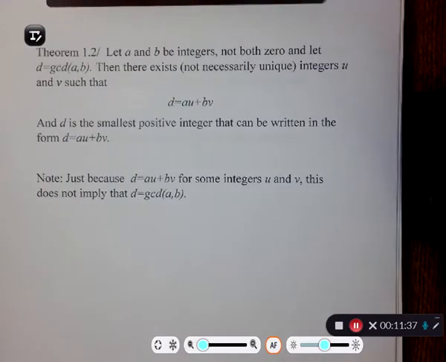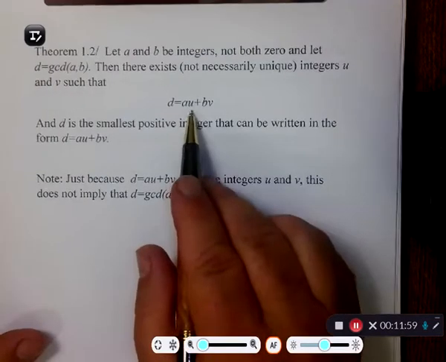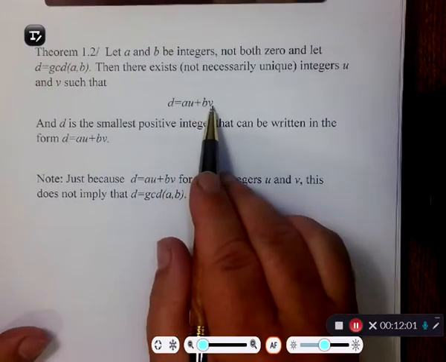Theorem 1.2. This is a big theorem out of our textbook. So, things worth memorizing here. Theorem 1.2 says this. Let A and B be integers, not both 0, and let D equal the GCD of A and B. Then there exist, not necessarily unique, integers U and V, such that D equals A times U plus B times V. Okay?